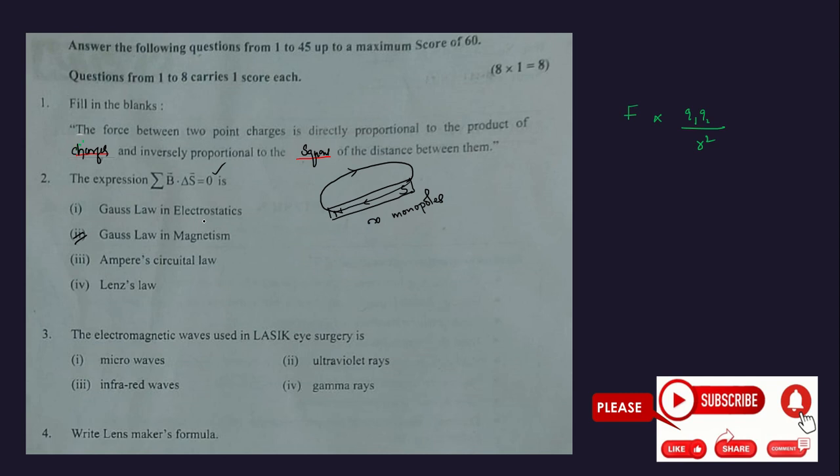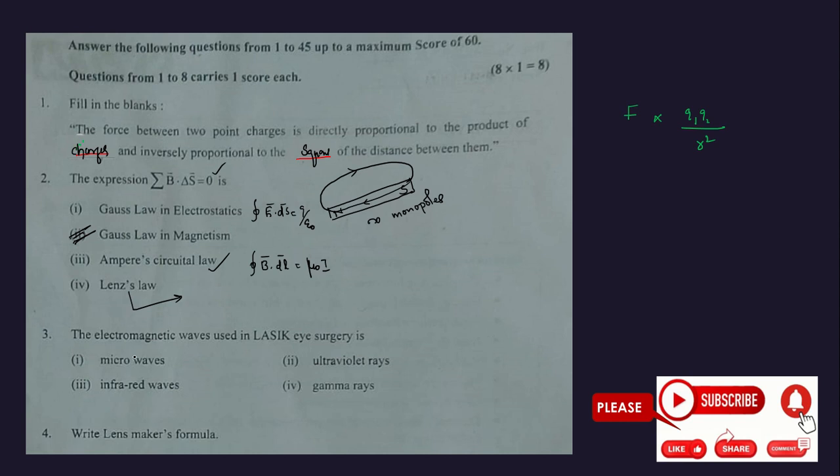We know the Gauss's law in electrostatics as integral of or sigma E dot dS, that takes the value q by epsilon 0. Ampere's circuit law: we know the line integral of B dot dl is equal to mu 0 times the current enclosed. Lenz's law gives the direction of induced EMF. So now the third question, so here the answer becomes the Gauss's law in magnetism.